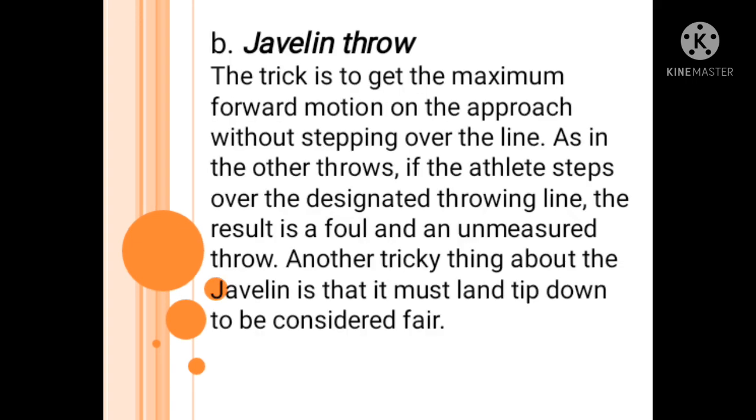Javelin throw. The trick is to get the maximum forward motion on the approach without stepping over the line. As in the other throws, if the athlete steps over the designated throwing line, the result is a foul and the throw is not measured. Another tricky thing about javelin is that it must land tip first to be considered fair.